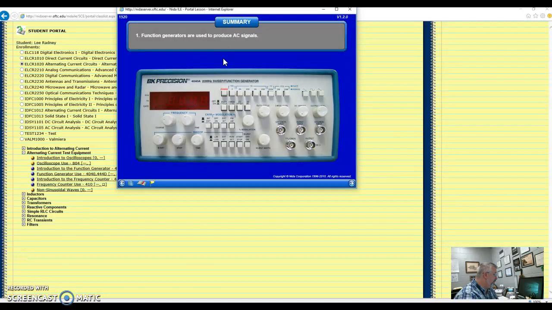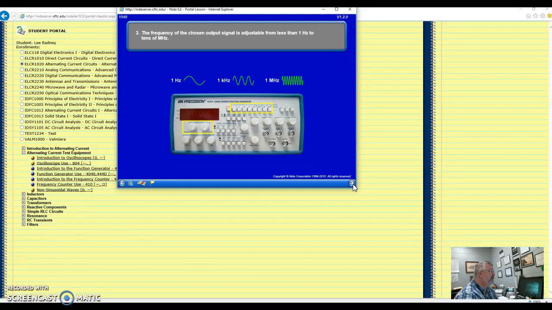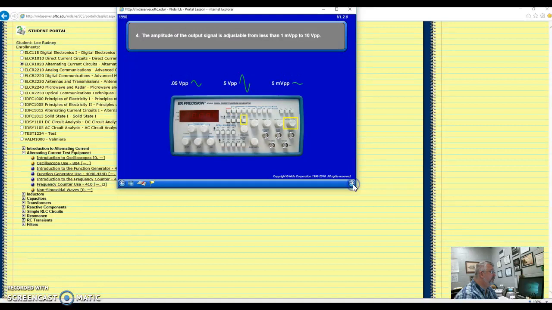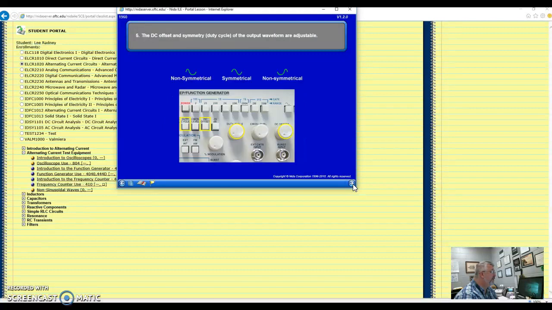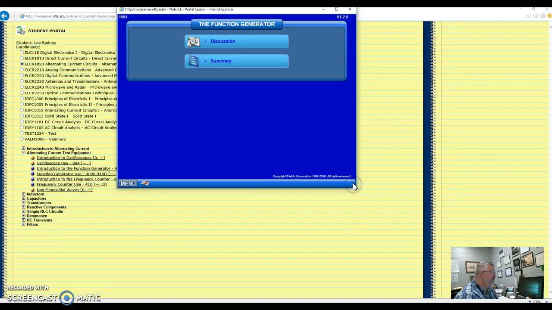We'll go through the summary real quick since we got a second. And producing these AC signals in various types, and 1 hertz down to tens of megahertz. So some very high frequency there. Again, the amplitude can vary from a very small amount to up to 10 volts peak to peak generally. And the DC offset and symmetry are adjustable, and the output signal will be modulated using AM and FM. I know, easy for me to say. So that kind of concludes function generators.